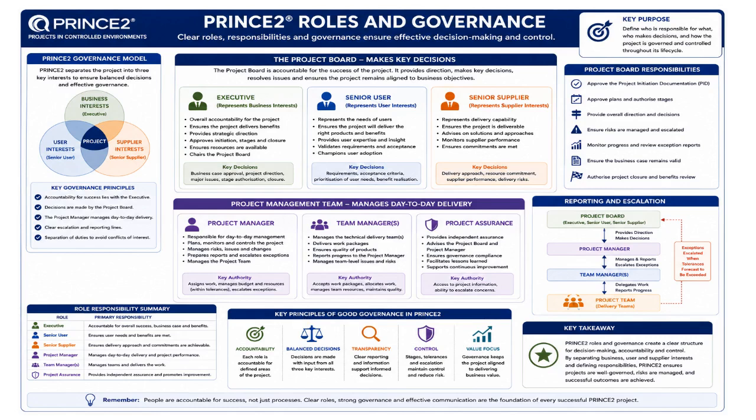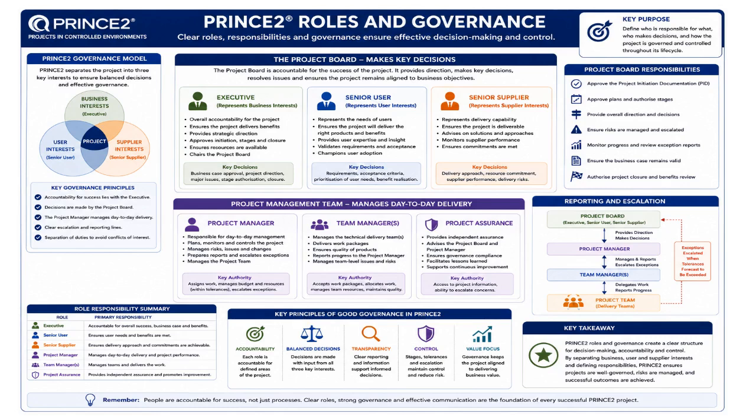These individuals manage the technical delivery teams that actually produce the products and deliverables. Team managers accept work packages, allocate tasks, monitor team performance, and report progress back to the project manager. The third role here is project assurance. This is an independent governance and quality oversight role.